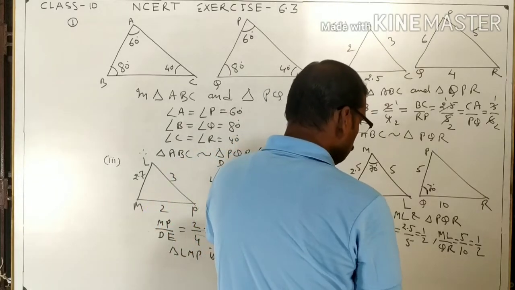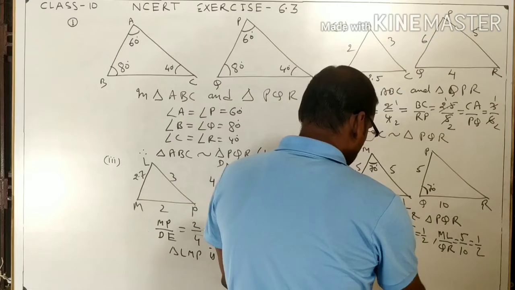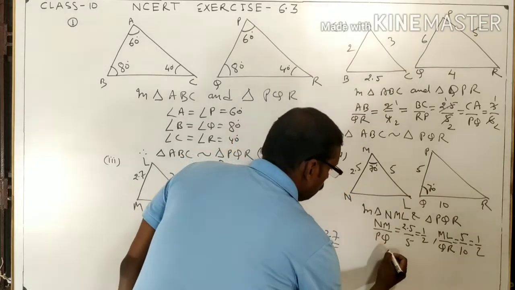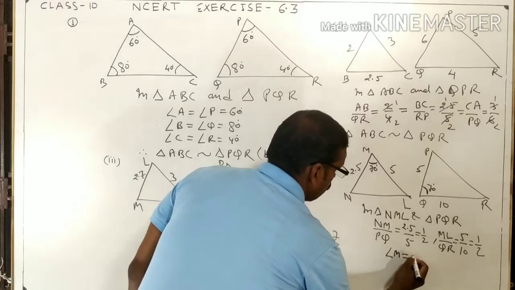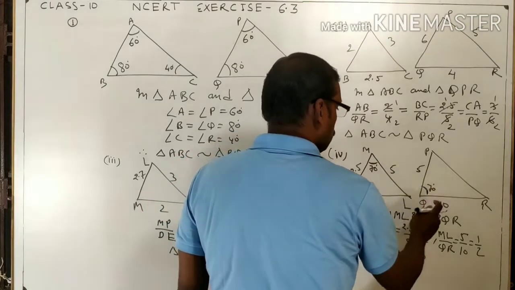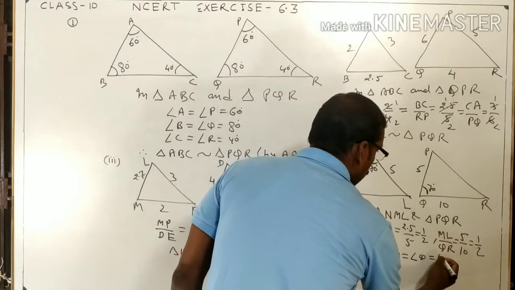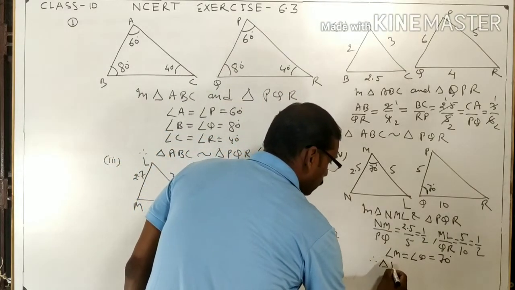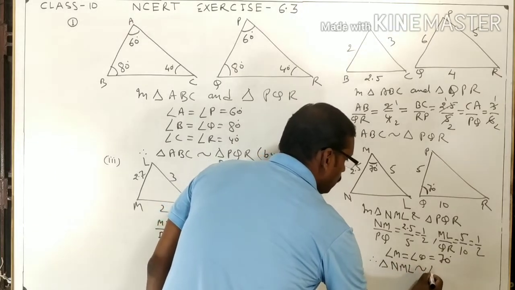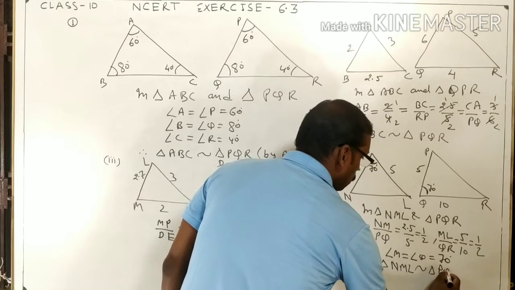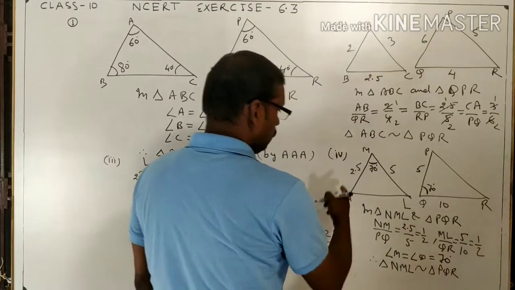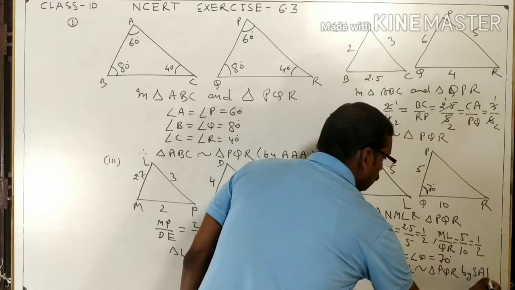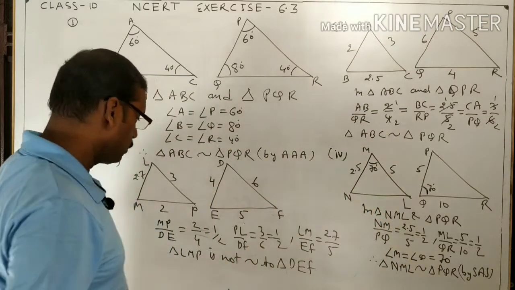So we see that in triangle NML and PQR, the ratio of two sides are equal, and including angle M equals including angle Q, which is 70 degrees. So we can say that triangle NML is similar to triangle PQR by SAS similarity.